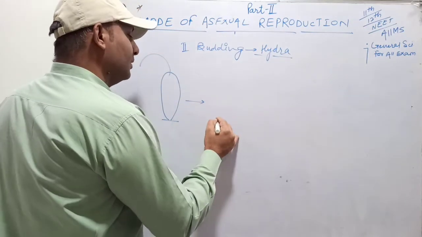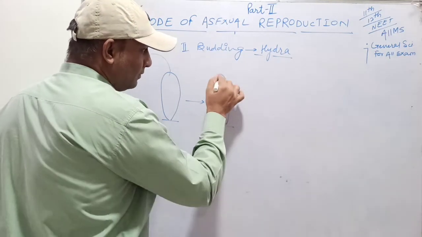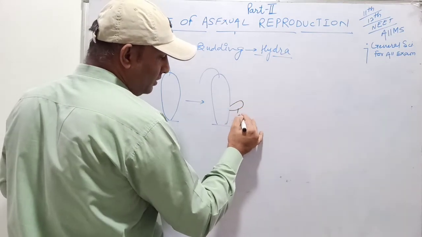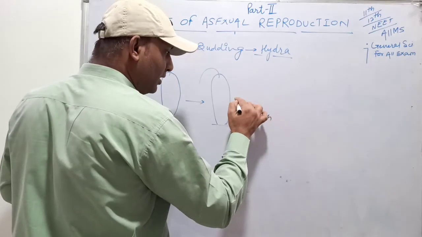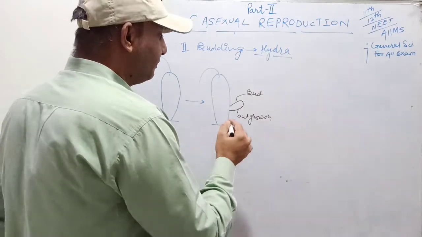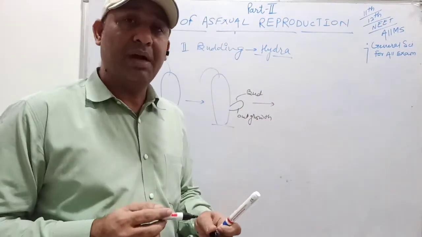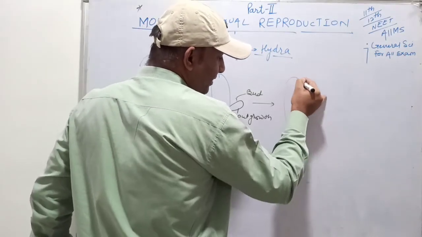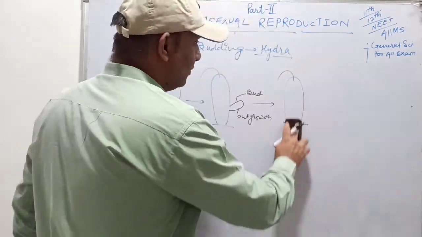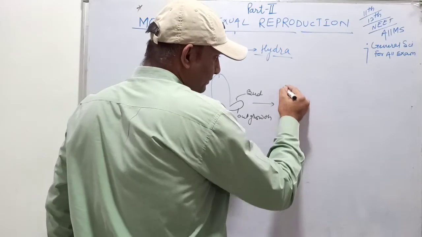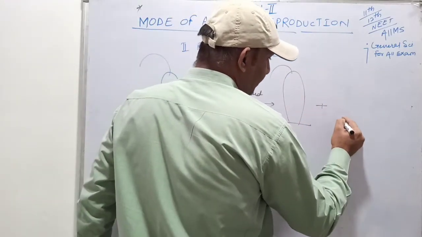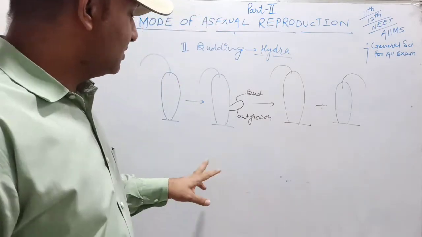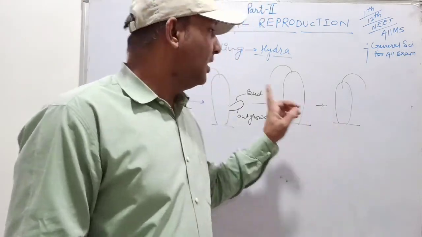Now during the time of budding, an outgrowth develops from the hydra body. The outgrowth is called a bud. In the next stage, after the bud attains maturity, meaning the same size as the parent, the bud is detached from the parental body and develops as a hydra. Clear? So by this process, the hydra develops into a new hydra, and the process is called budding.